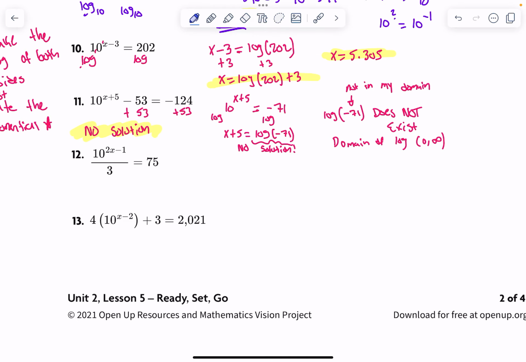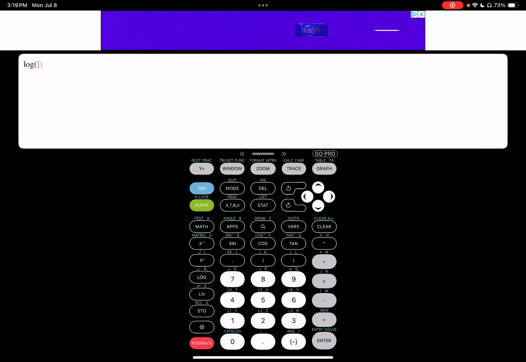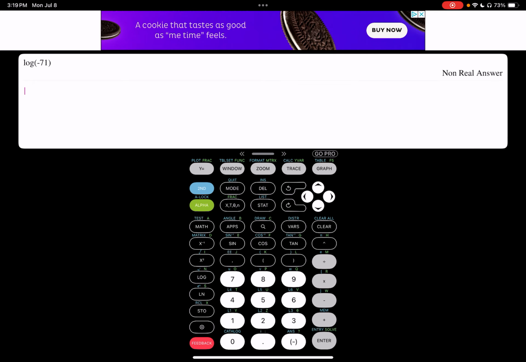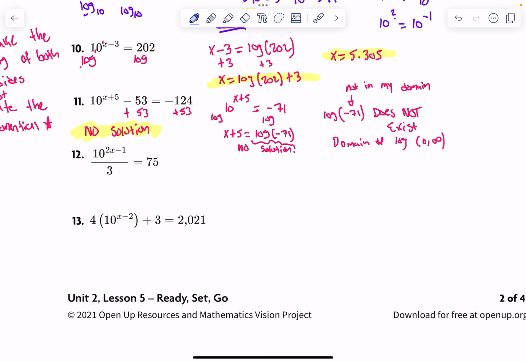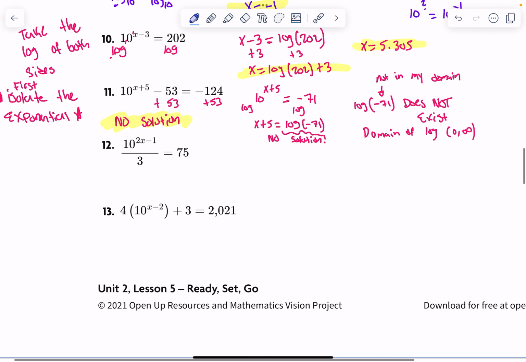Now, let's double check that. How do I know I'm not lying? So log of negative 71, enter. There's not a real answer. So there's no real answer. You cannot have a log of a negative. It does not exist.